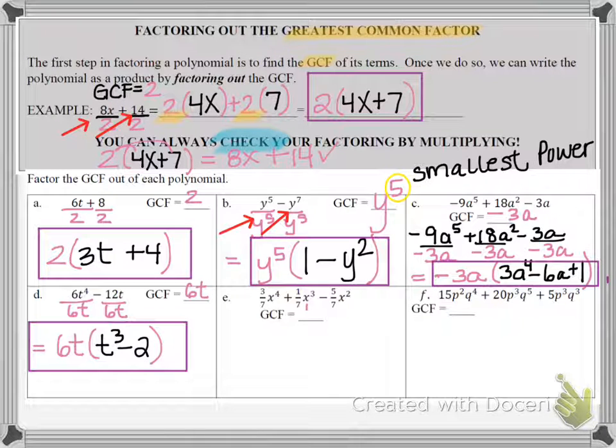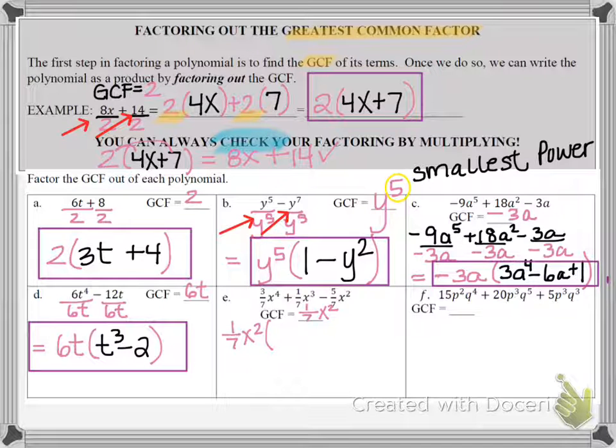All right, when I have the fraction in part E, it might look confusing at first, but notice how they all have a common denominator of 7. So my GCF is just going to be 1/7, and then I need a power of x. So I want the smallest power of x, which is x squared. So on the outside of my expression, I'm going to have 1/7 x squared, and then I'm going to open up a parenthesis.